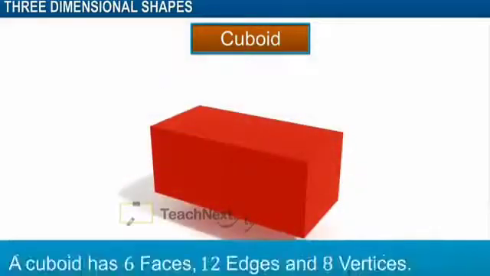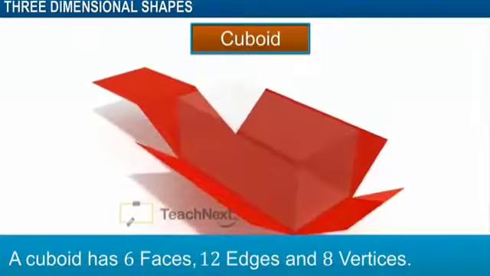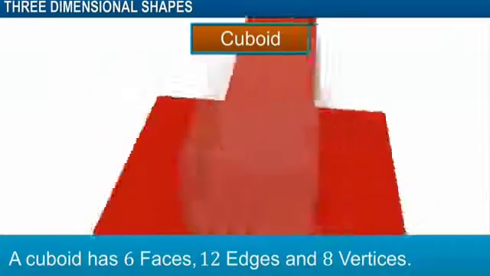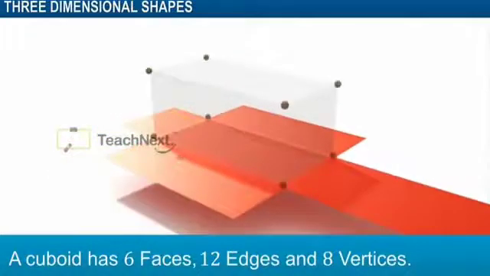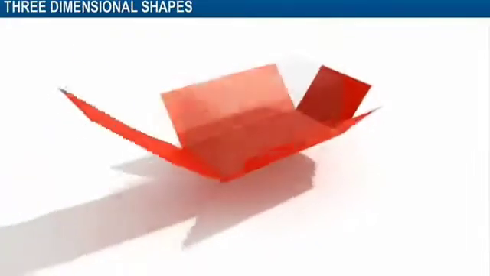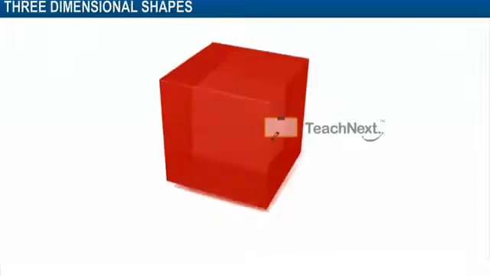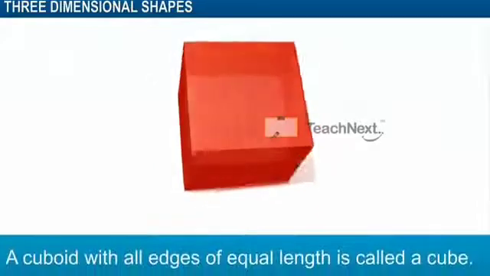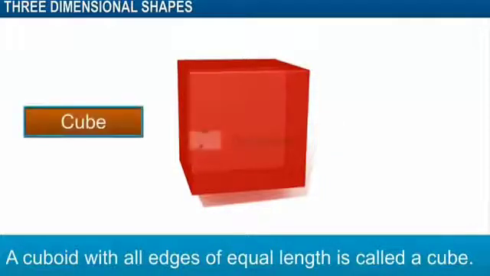To sum up, a cuboid has 6 faces, 12 edges, and 8 vertices. Now, look at this cuboid. All its edges are of equal length. Such a cuboid is called a cube.